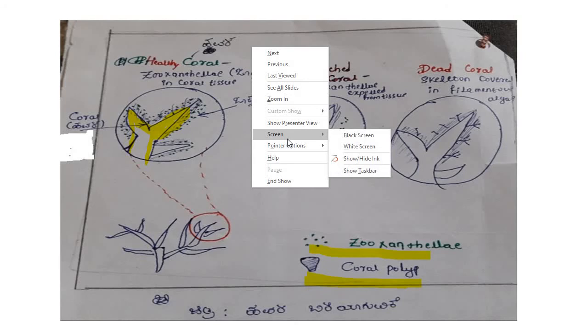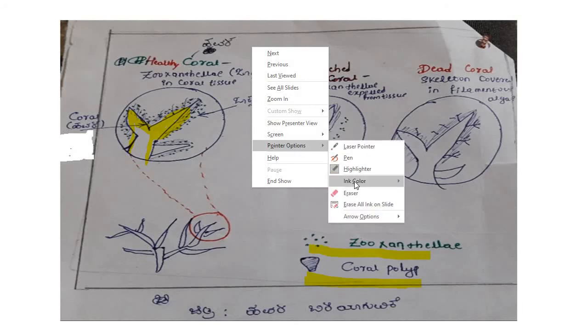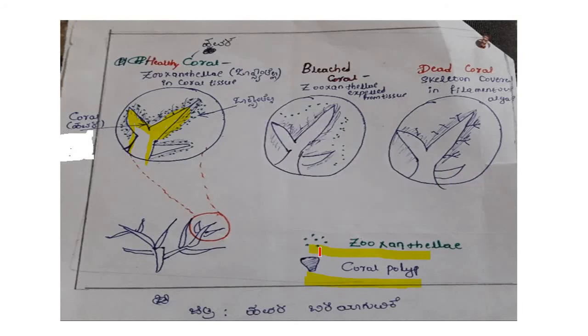I will change the colors. This line is a coral polyp, and these point-like structures are the zooxanthellae. The zooxanthellae lives on the coral polyp.